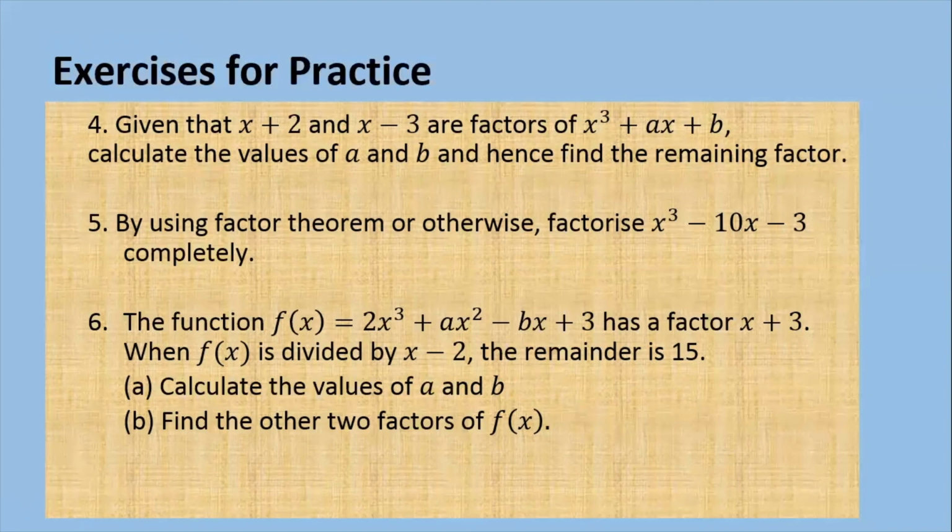Question 5. By using factor theorem or otherwise, factorize x cubed minus 10x minus 3 completely. Question 6. The function f of x equals 2x cubed plus ax squared minus bx plus 3 has a factor x plus 3. When f of x is divided by x minus 2, the remainder is 15. Part A, calculate the values of a and b. Part B, find the other two factors of f of x.